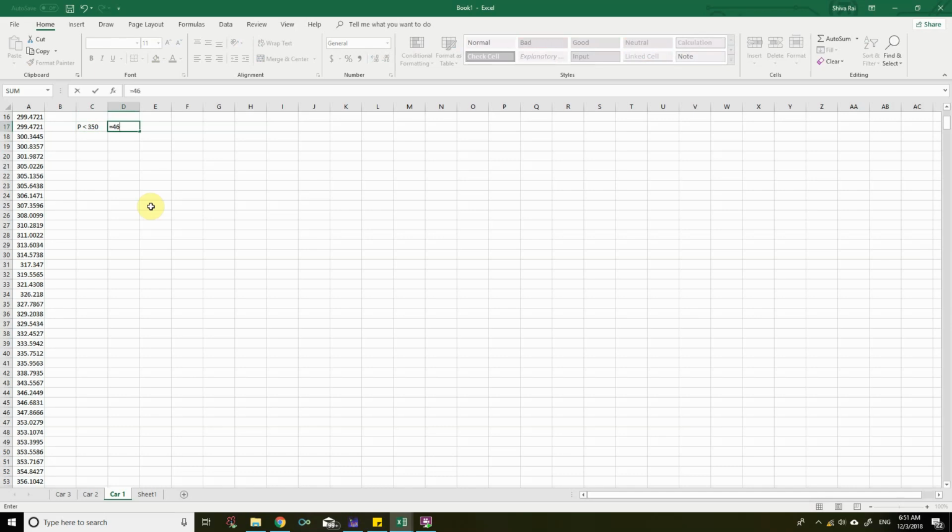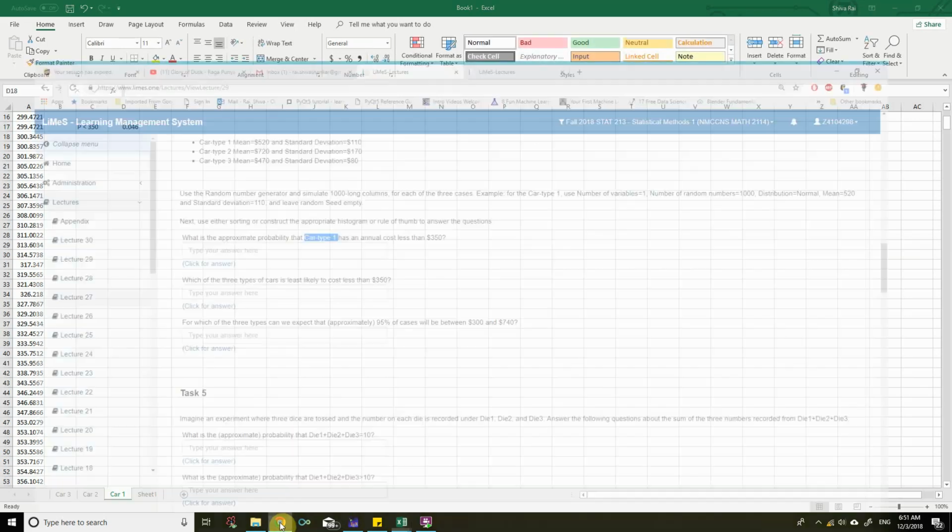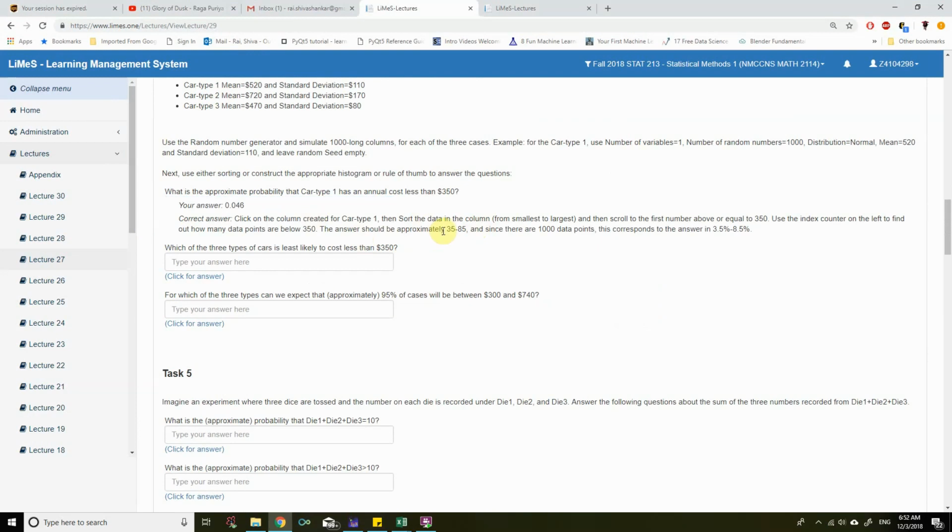That is the total number of cars that required less than $350 of maintenance per year. So divided by 1000 is 0.046. Okay, it says that the answer should be approximately 3.5 to 8.5, so that's fine, 0.046, since there were 46 values lesser than 350.